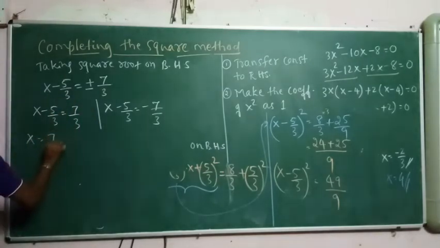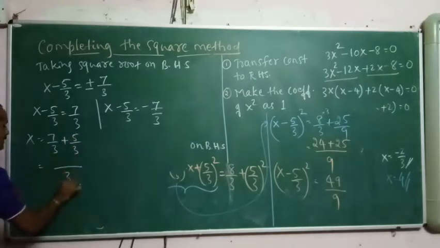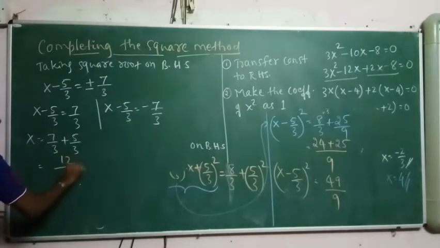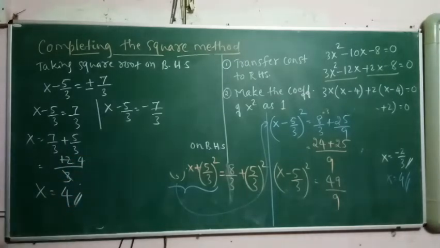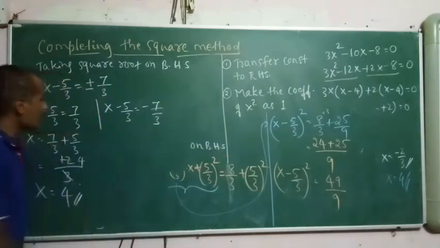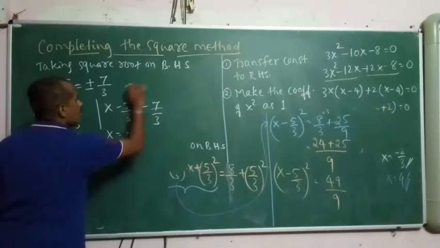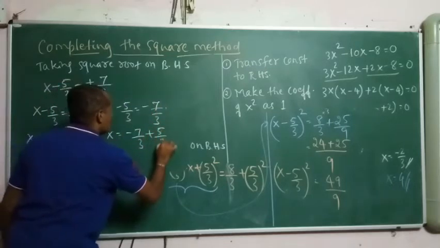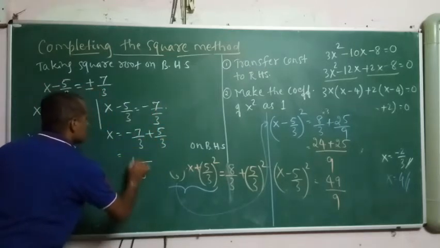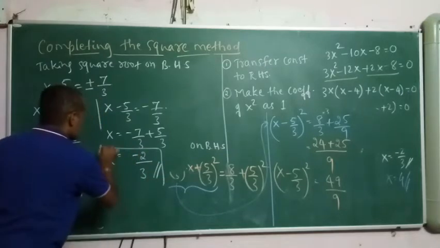X is equal to 7 by 3 plus 5 by 3. LCM is 3. 7 plus 5 is 12. 3 4s are 12. X is equal to 4. See my dear children? X is equal to 4. One more value will be minus 2 by 3. Let me check here. X is equal to minus 7 by 3 plus 5 by 3. LCM is 3. It is minus 2 by 3 is the answer.